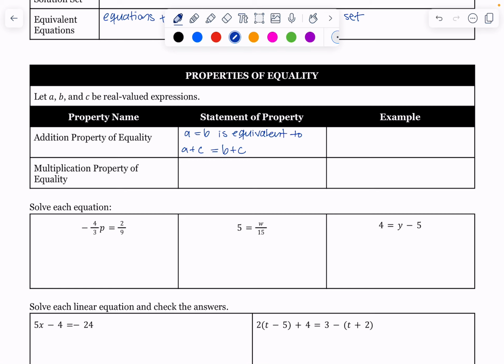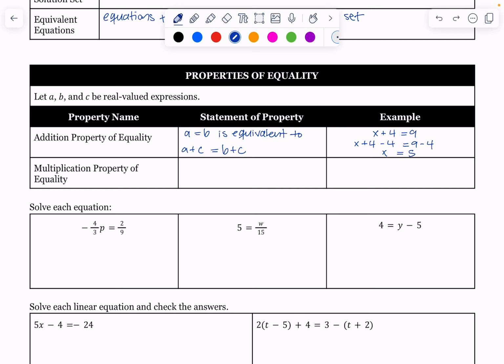An example of this would be if we have x plus 4 equals 9, and we do x plus 4 minus 4, and 9 minus 4, we subtracted 4 on both sides. Because we subtracted 4 on both sides, the two equations stay equal, and we're going to have x equals 5. So all three of these equations here are equal by the addition property of equality.